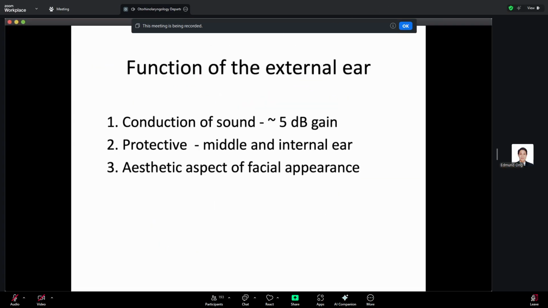So it is said that the function of the external ear is for conduction of sound. It is noted that there is a more or less 5 decibel gain with the pinna, and it is protective of the middle and the internal ear. So the demarcation between your external ear and your middle ear is your tympanic membrane. It also gives a static aspect of facial appearance. Okay, next slide.